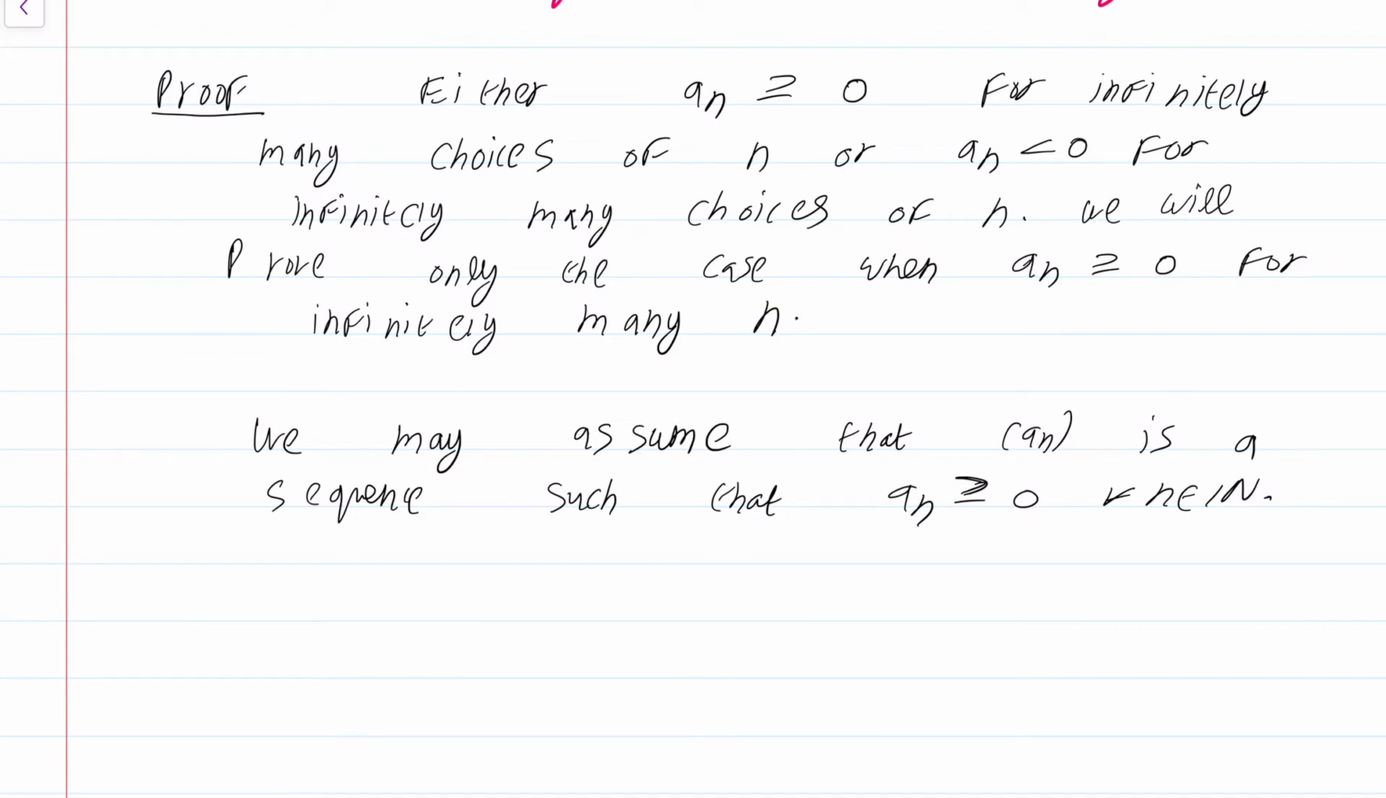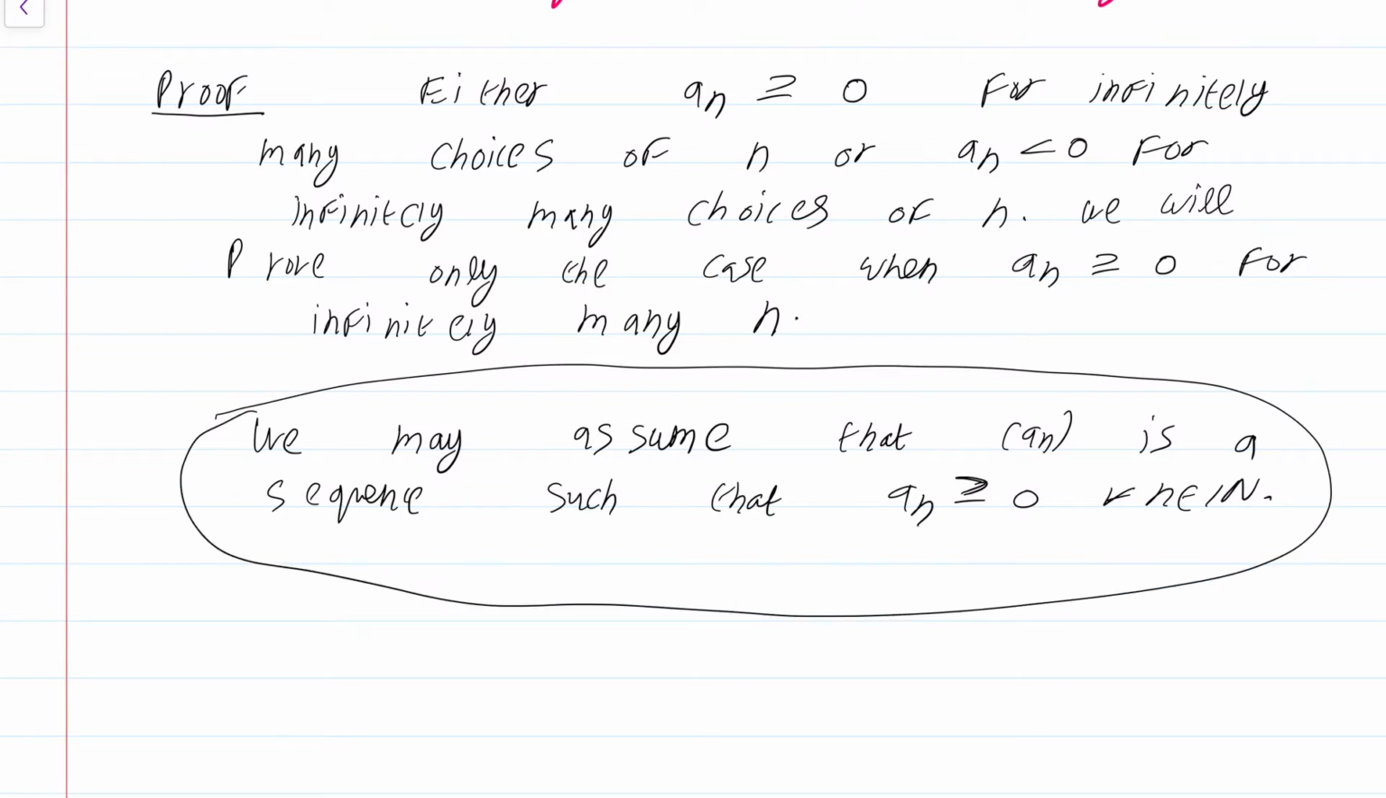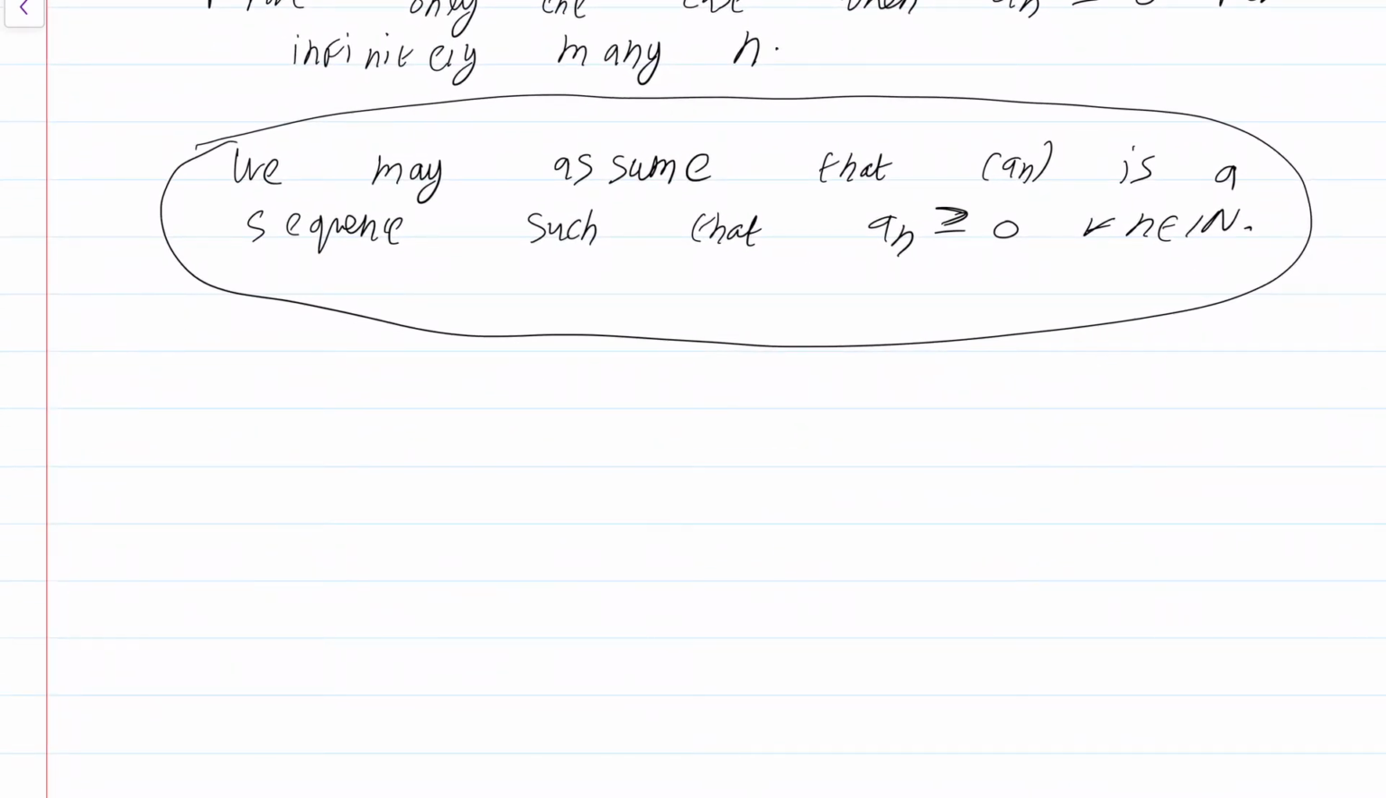So please contemplate for a few minutes after pausing the video why, if you show only for this case, we are done. Why we can make this assumption. It's not hard, it's just basic logic. Now we have made the assumption that a_n is a sequence such that a_n is greater than or equal to 0 for all n. We are going to show that this sequence must either have a subsequence that is increasing or a subsequence that is decreasing.